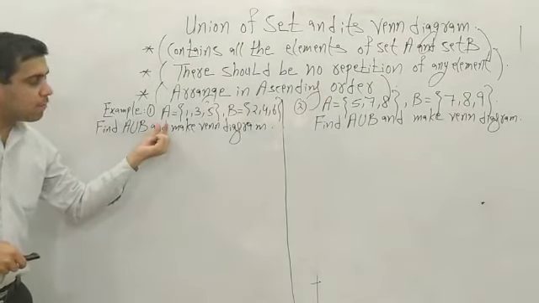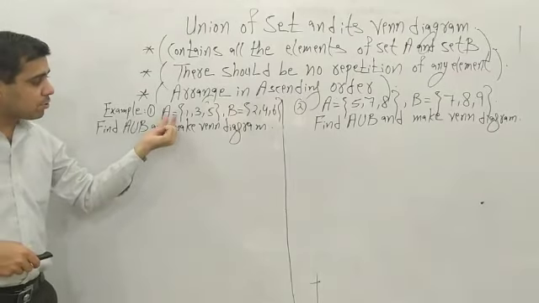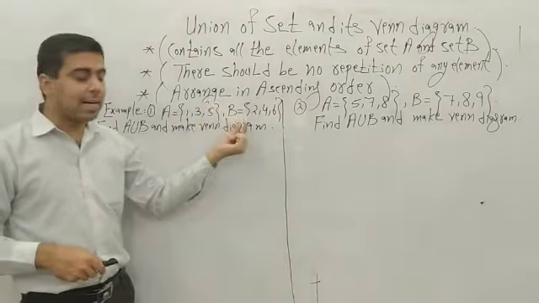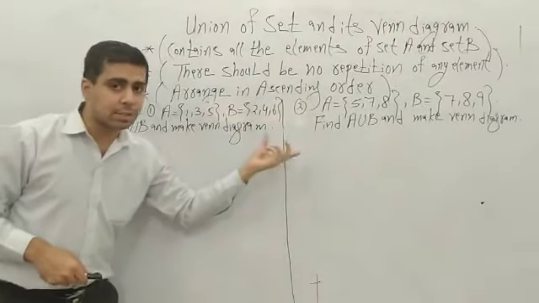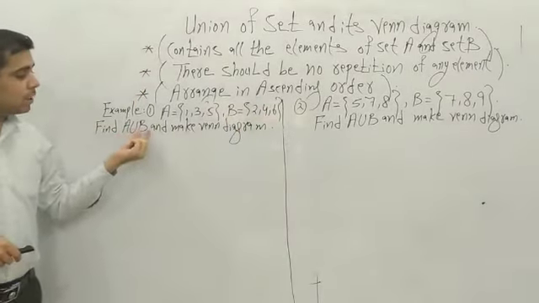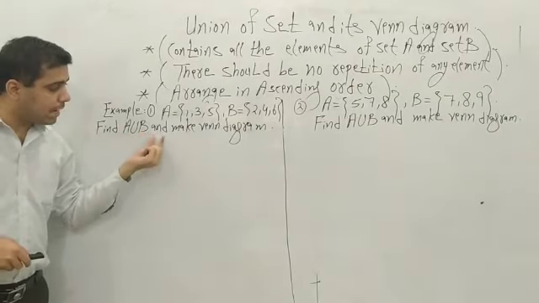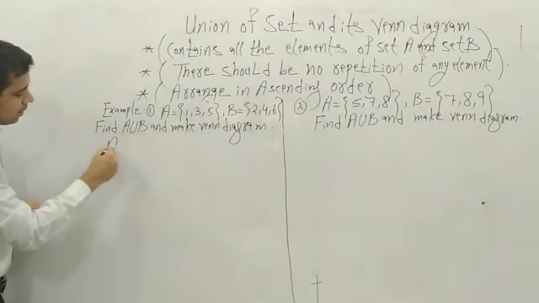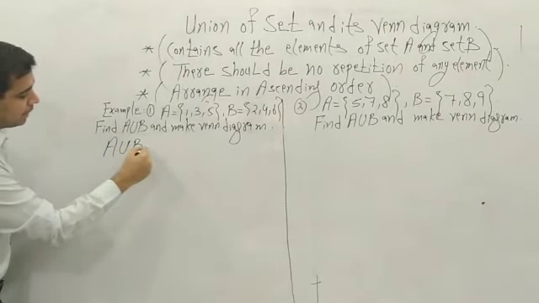The first example I have written here is A equals {1, 3, 5}. 1, 3, 5 are the elements of A, and set B has elements 2, 4, 6. Now we have to find the union of set A and set B, and we have to make the Venn diagram as well. So we will write here A union B.